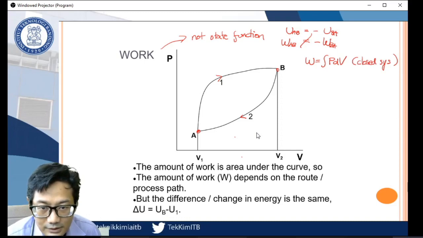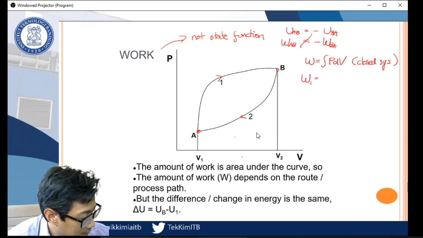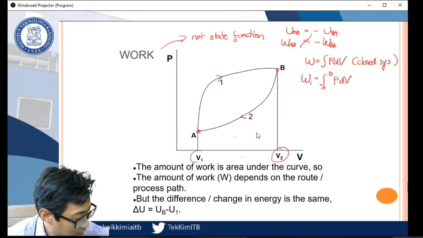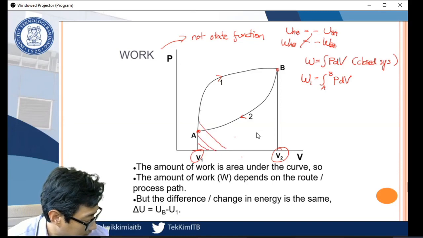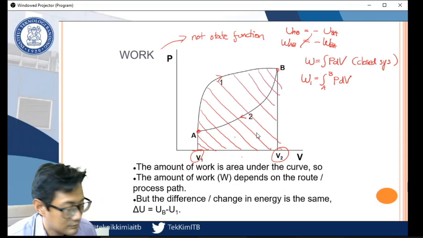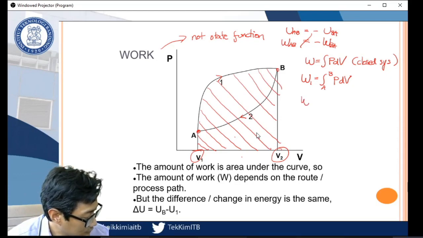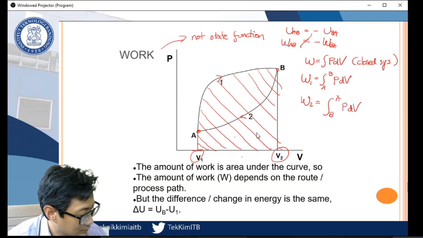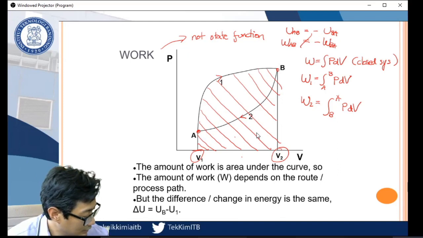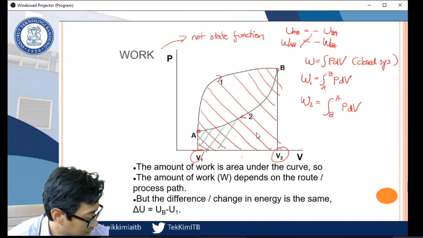So what does it mean with integral P dV? Let's check work number 1. It means integral from A to B of P dV. It means V2 minus V1. The area for work 1 is the one that I give here in red. This is the area under the curve. Okay, this is simple calculus. Work 2 again is integral from B to A, P dV. But the result is not the same. Why? I will give you in a different color. The area under the curve is different.